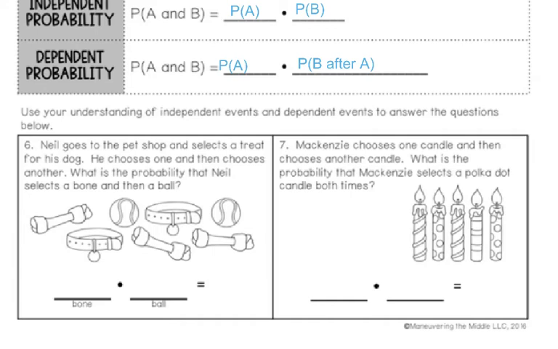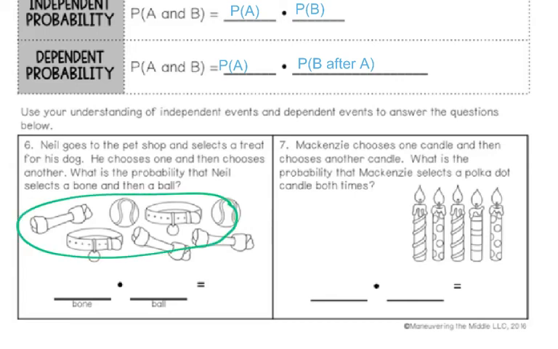Question 6 says, Neil goes to the pet shop and selects a treat for his dog. He chooses one and then chooses another. What is the probability that Neil selects a bone and then a ball? So in this problem, it doesn't say anything about putting one back. Since one is not being put back, this is going to be a dependent event. So first, he chooses one and then he chooses another. This event, it says, what is the probability that Neil selects a bone and then a ball?